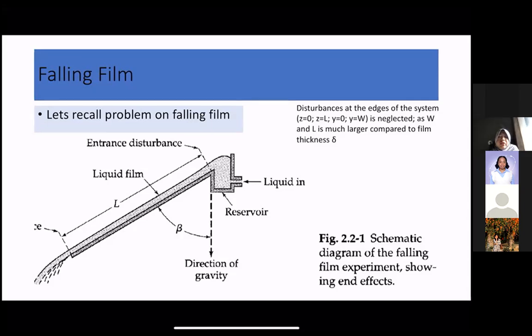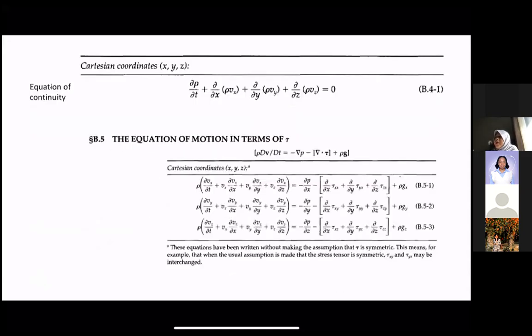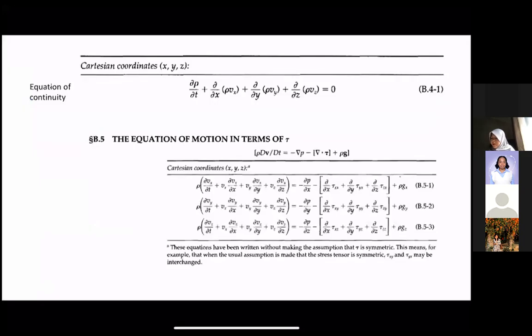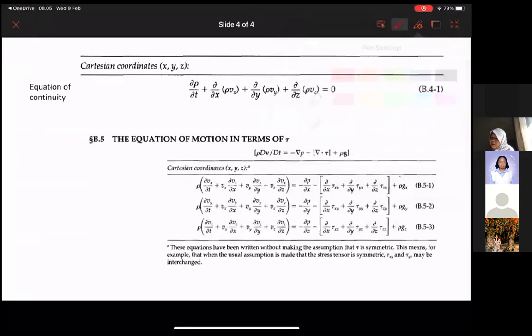Okay, and now let's try to do this using the equation of change. So what you need to do is you have to open your appendix B, and then try to identify which equation you should put into our problems. Okay, so as we know, we will have a Cartesian coordinate.